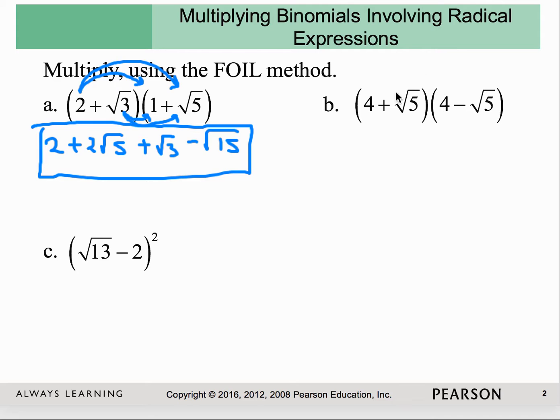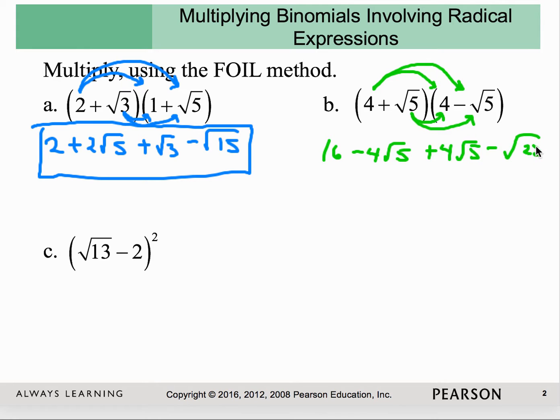Okay, let's do it again. 16 minus 4 square roots of 5 plus 4 square roots of 5 minus square root of 25. Well, here's minus 4 square roots of 5 plus 4 square roots of 5. So that's 16 minus square root of 25, which is 5. 16 minus 5 is 11.